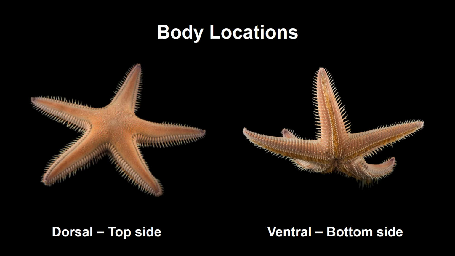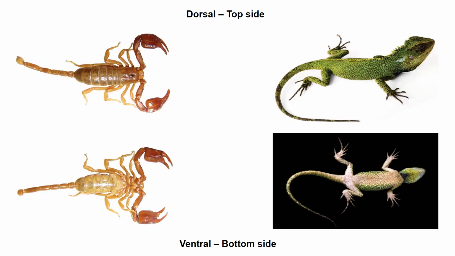Next, let's talk about some body locations. We will use these a lot in the next few chapters when talking about organism traits. The first is dorsal, which is the top side, and ventral is the bottom side of the organism. You can see these here. Here's another look at dorsal versus ventral.